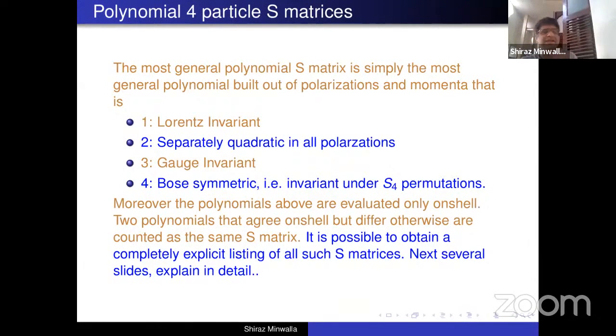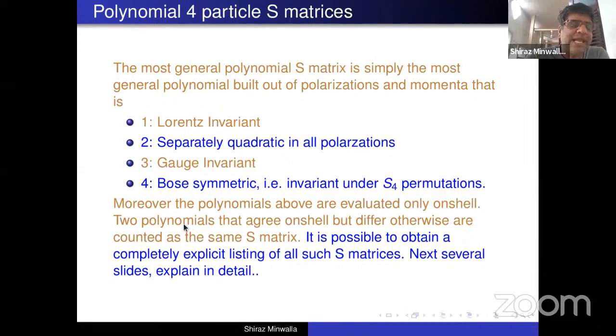Now we're looking at classical scattering amplitudes, and classical scattering amplitudes, apart from this pole contribution, have these contact terms, polynomials. So the remaining job is to classify all polynomials in S matrices. Now, what do we need to do that? Well, we want to classify all polynomials in momenta that are A, Lorentz invariant, which means all indices contracted; B, separately quadratic in all polarizations, because we're looking at gravitons; C, gauge invariant; and D, both symmetric.